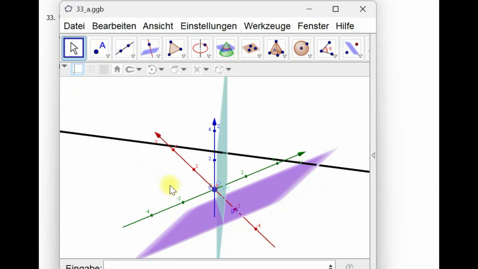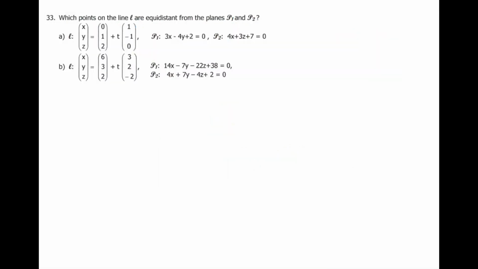So that's what the situation looks like geometrically, but how can I find these points? Which points on the line have this property? And to solve that problem, I am going to use that distance formula. The points that are on a line can basically be written like that. It's t, then it's 1 minus t, and it's 2.